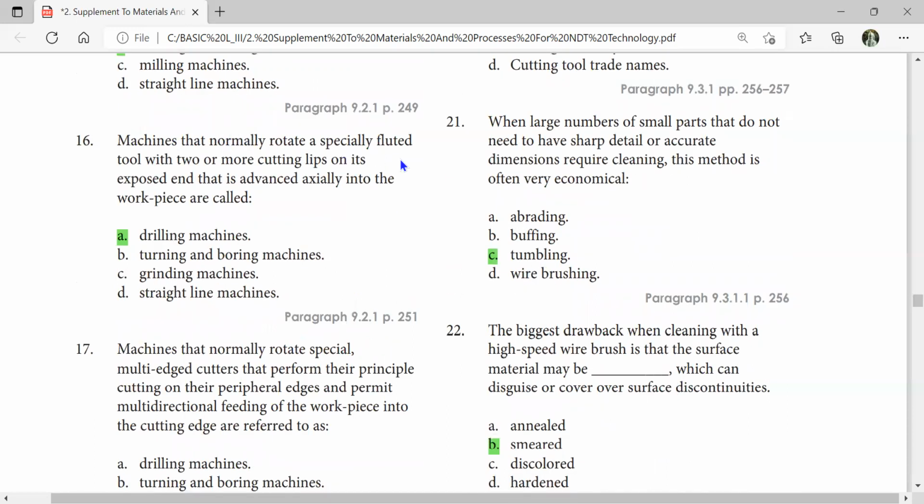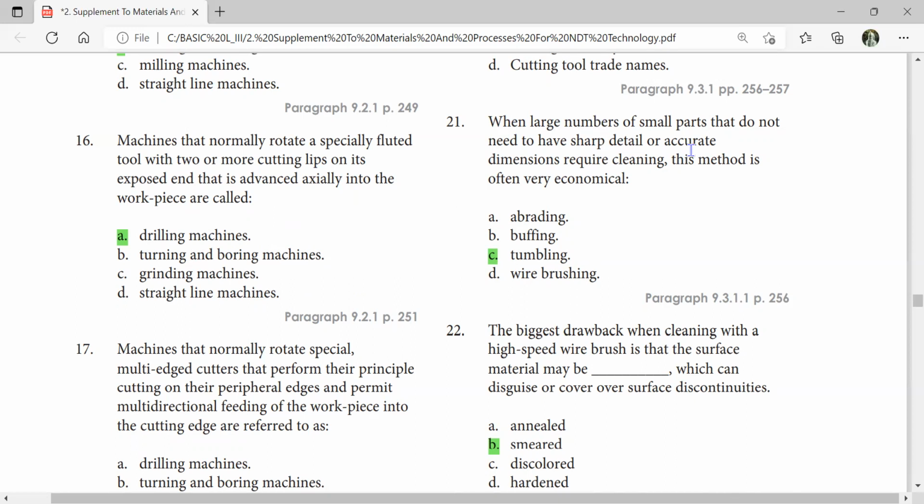Machines that normally rotate a specially fluted tool with two or more cutting edges on the exposed end that is advanced axially into the workpiece are called drilling machines.